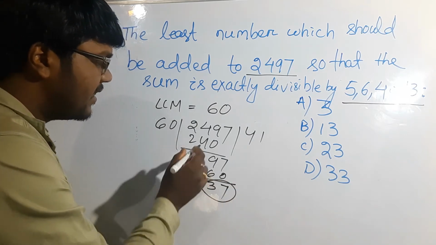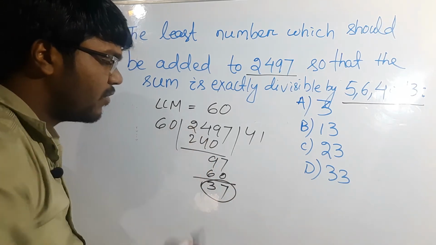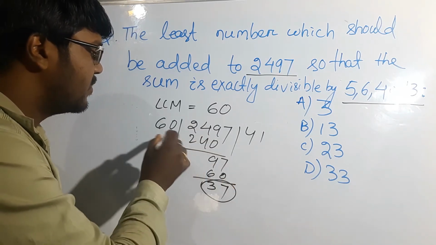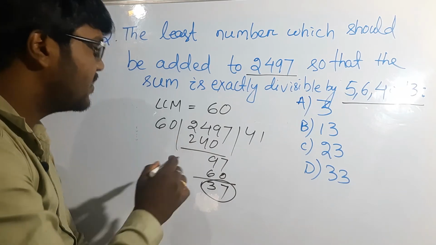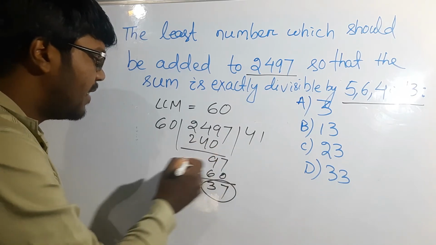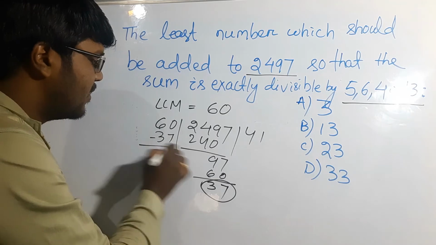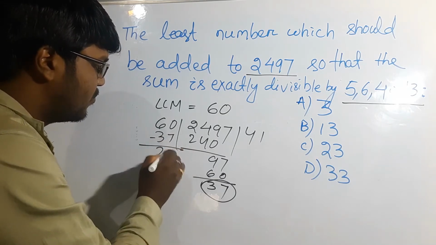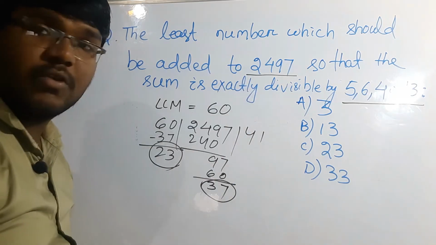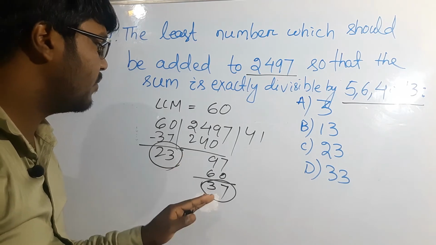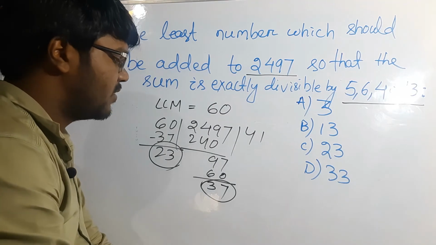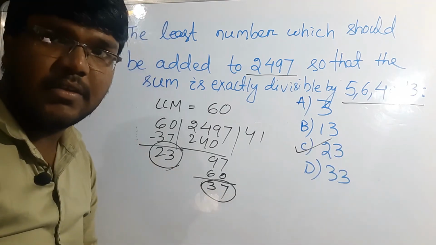Here 37 is present with the number 2497. If we subtract 37, then it will give the number which is totally divisible by 60, but it is given which number should be added. So here 37 is already present, so we have to add 60 minus 37, that is 23. We have to add 23 to 2497, so that the number will be divisible by 5, 6, 4 and 3. So here the answer is option C, 23.